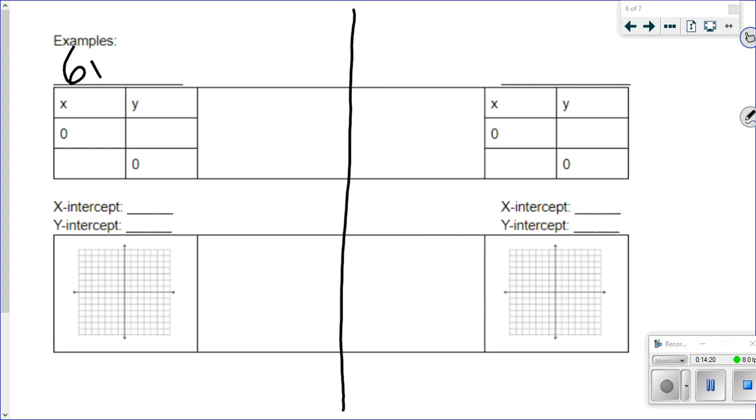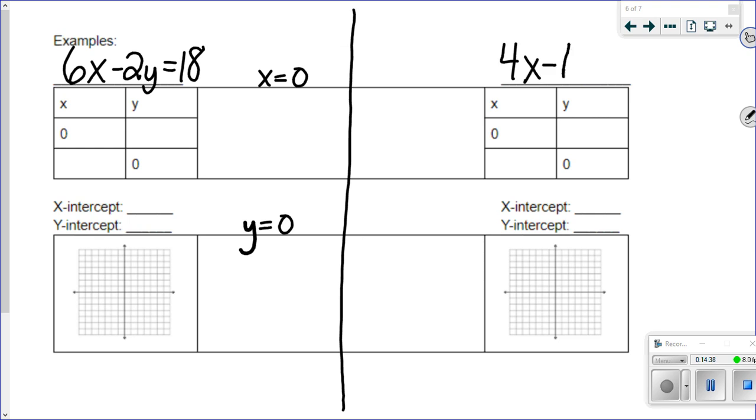The first one is 6x minus 2y equals 18. Remember, in this box, you make x equals 0. Down here, you make y equals 0. And the second example you need to try is 4x minus 6y equals 12. Again, up here, make x equals 0 and solve for y. Down here, make y equals 0 and solve for x.